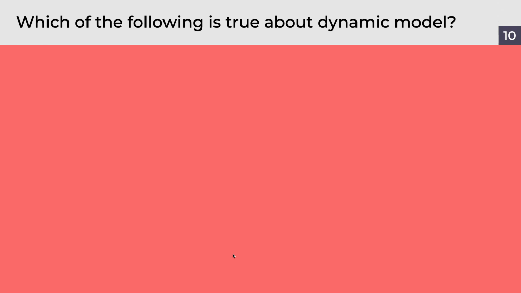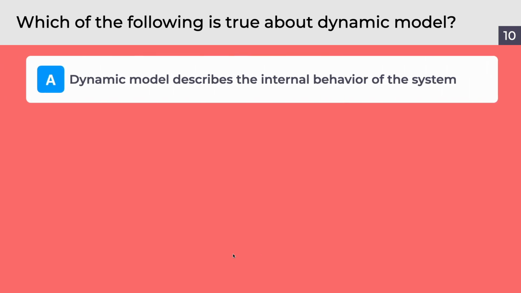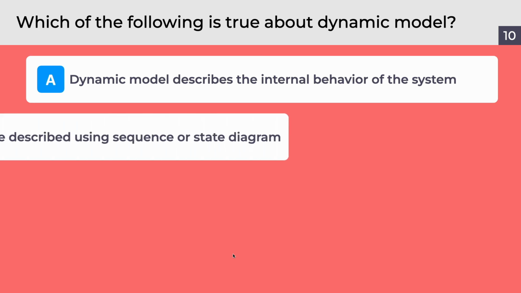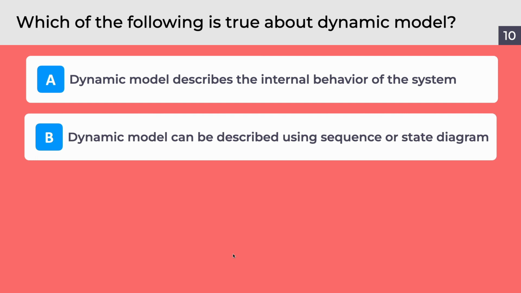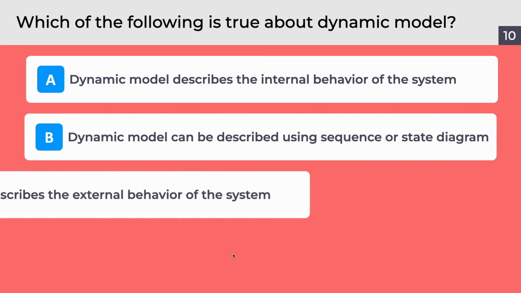Question number 10. Which of the following is true about the dynamic model? Let's see. Option A. Dynamic model describes the internal behavior of the system. Yes, dynamic model talks about the internal behavior and how the objects collaborate with each other. But before we choose that, let's look at the other options. Option B. Dynamic model can be described using sequence or state diagrams. That is correct. Yes, these are the two different ways we can describe the dynamic model, which is the sequence and state diagrams.